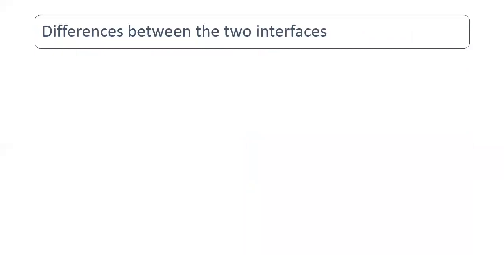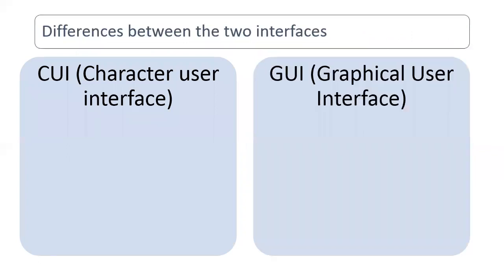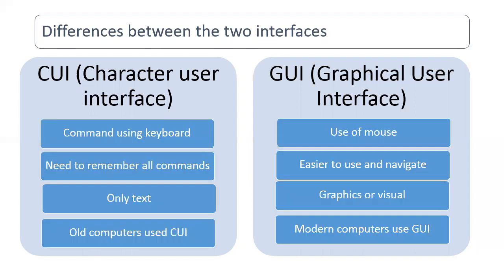Let's see the differences between the two interfaces. Let us understand the differences. CUI and GUI. The full form of CUI is Character User Interface. GUI is Graphical User Interface. In CUI, the user has to type commands using the keyboard to interact with the computer. In GUI, the user uses a mouse instead of the keyboard to interact with the computer.